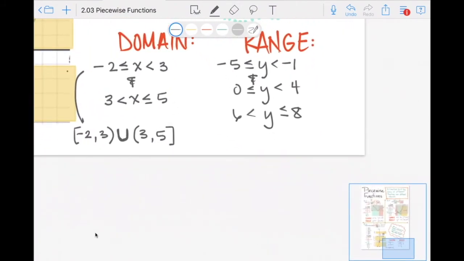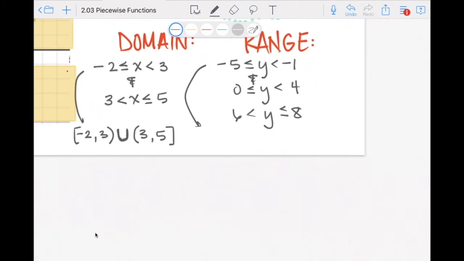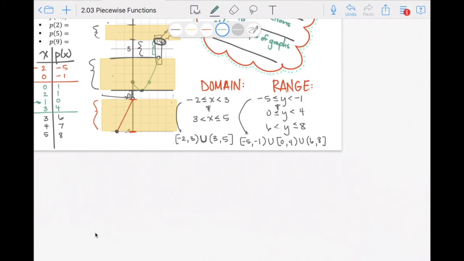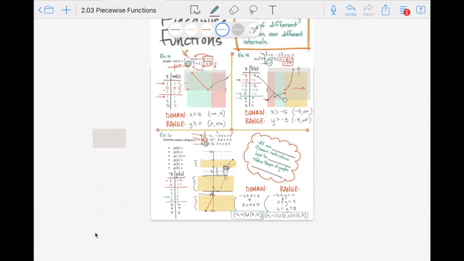If we were to do that with interval notation, for this section right here, we'd have bracket -5, comma, -1. -1 is not included, so parentheses. The union of that with bracket 0, 4, and 4 is not included. And it's also the union of 6, which is not included, so parentheses, comma, 8, which is included, so bracket. So there is your final interval notation for the range.